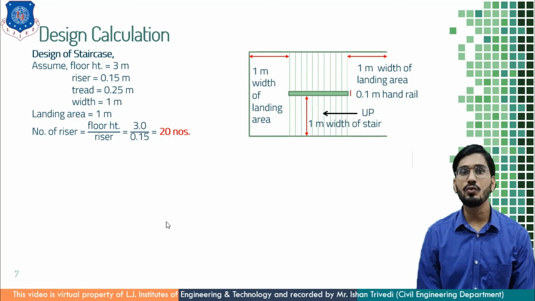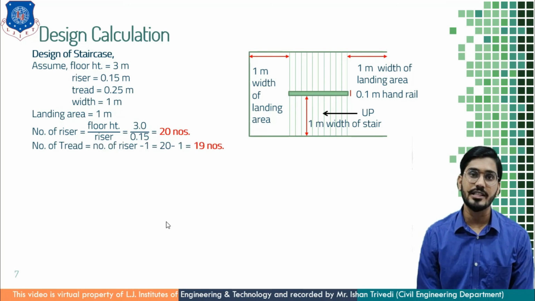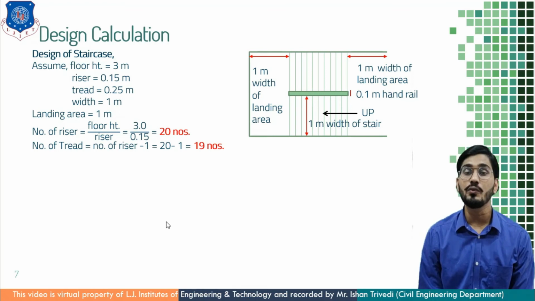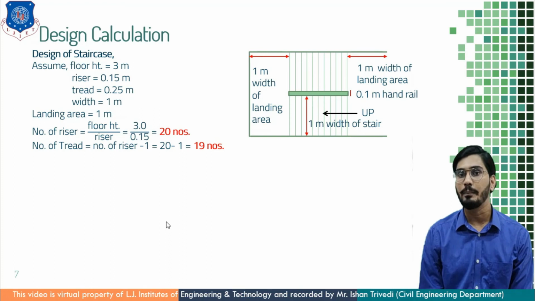Whenever you approach an upper floor, the last step, or you can say the last tread, is going to merge with the upper slab, and that's why if you count the steps, they will be lesser in number. Risers are there, but steps are lesser, and that is, number of treads is equal to number of risers minus 1. Why minus 1? Because the upper step is going to merge with the first floor slab, and that's why I am putting that minus 1. So number of risers is 20 minus 1, and I am getting the number of treads as 19.